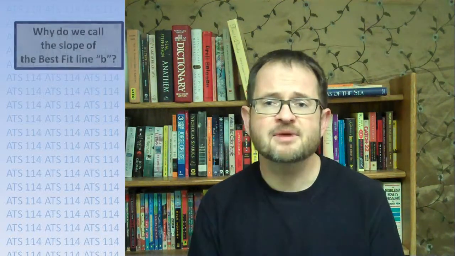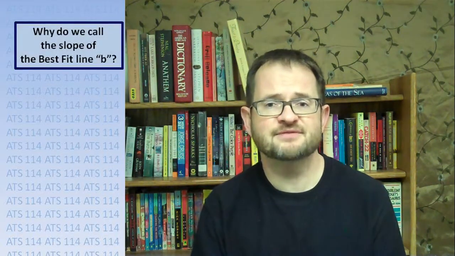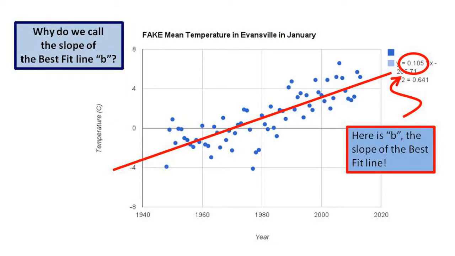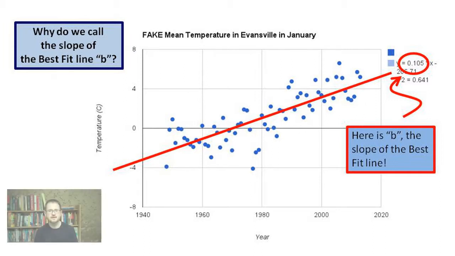Now before we move on, I'm going to let you in on why the slope of the best fit line is called b. The best fit line was created by the data itself. We didn't learn the actual equations involved, but the basic idea is that you use the numbers themselves to come up with a best fit line, and the slope of that line is b.